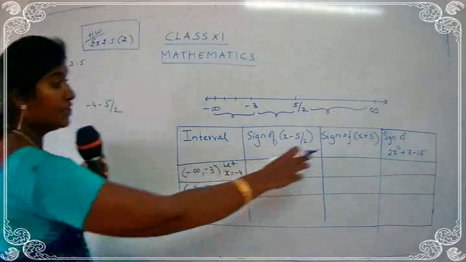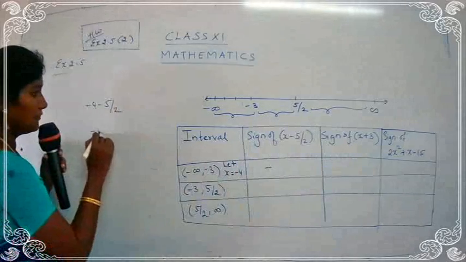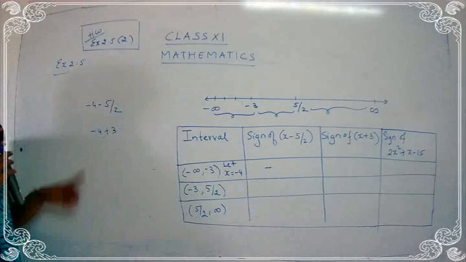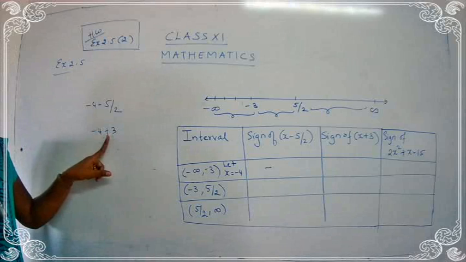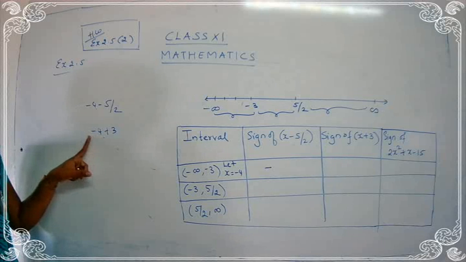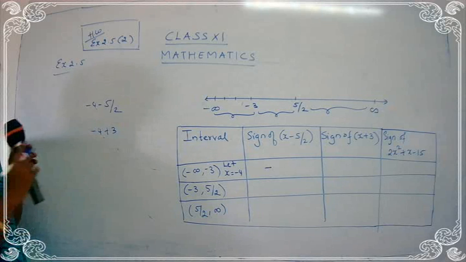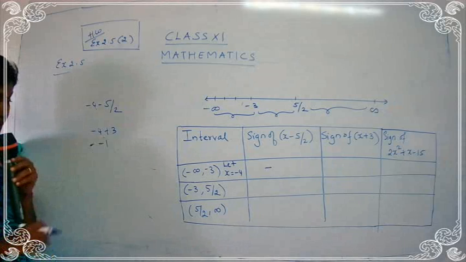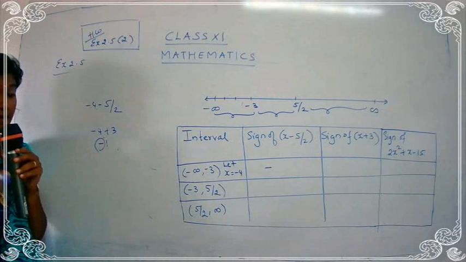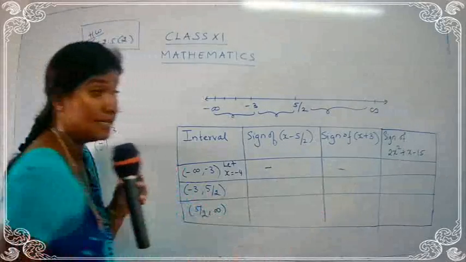Now let me check the next one. Minus 4 plus 3. Tell me the sign. Minus plus minus. Which is the bigger number? 4 is the bigger number. What is the sign of 4? Minus. Yes, that is the answer. I'll get the answer as minus 1. So what is the sign of the answer? It is minus. I told you that we are going to see only the sign.